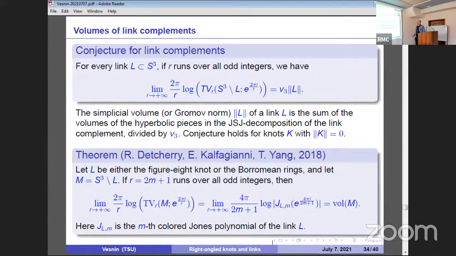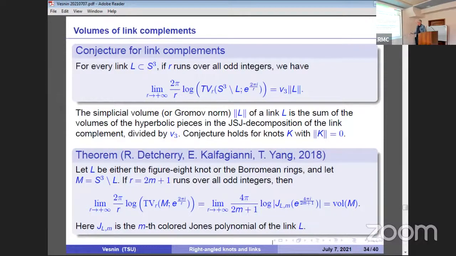And a similar version for the link complement can be formulated like this. Again, you consider the Reshetikhin-Turaev invariant for the link complement, and on the right, the limit you obtain is the constant, the volume of the regular ideal tetrahedron, times another multiplier, the so-called simplicial volume of the link complement. If your link is hyperbolic, it's just the volume. And the conjecture is equal for knots when the norm is equal to 0, so not hyperbolic.